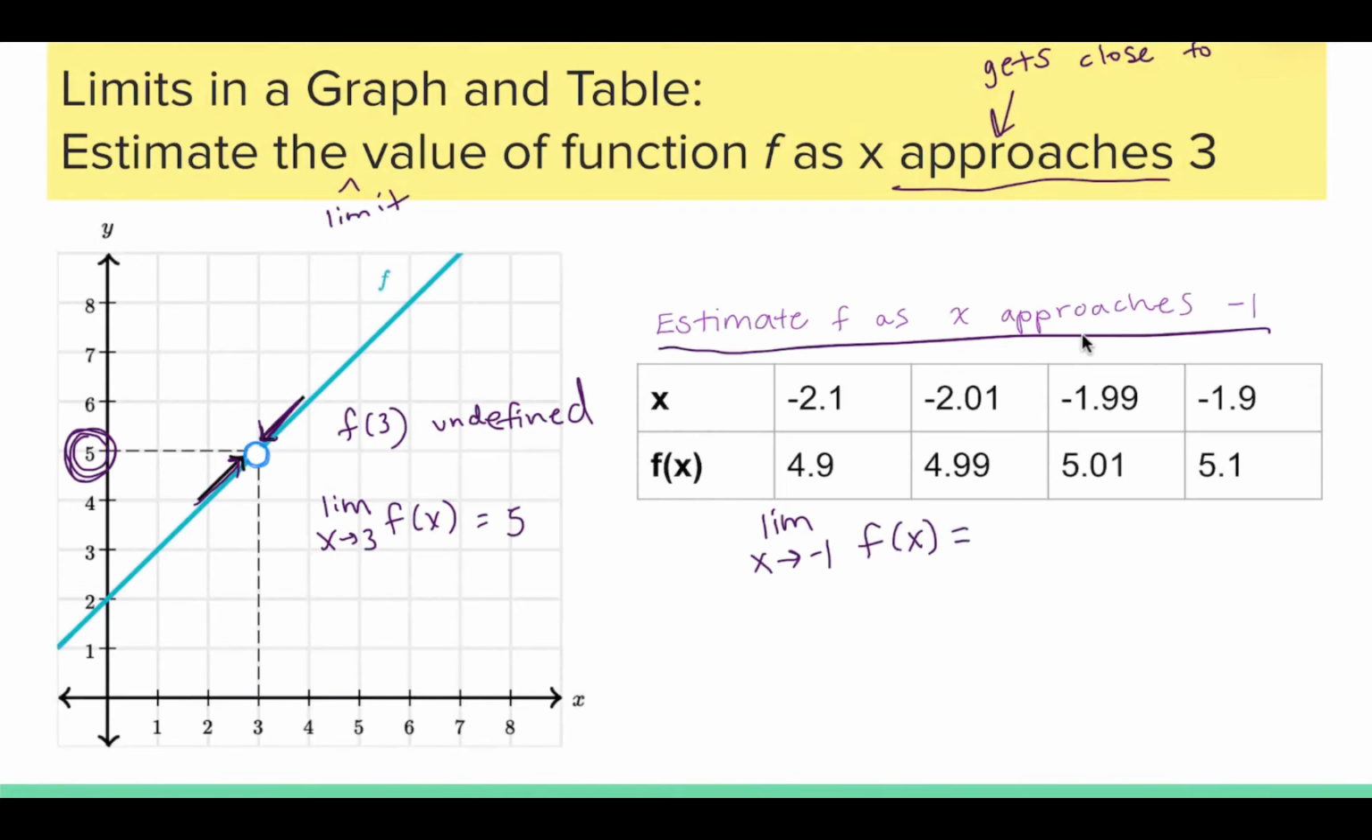Well, let's look at what f of x is getting close to. This is where my -1 value would be, between -2.01 and -1.99. So this is where it would be. What is f of x getting close to? Between 4.99 and 5.01, it looks like it's getting really close to 5. Okay, so this is pretty much it.